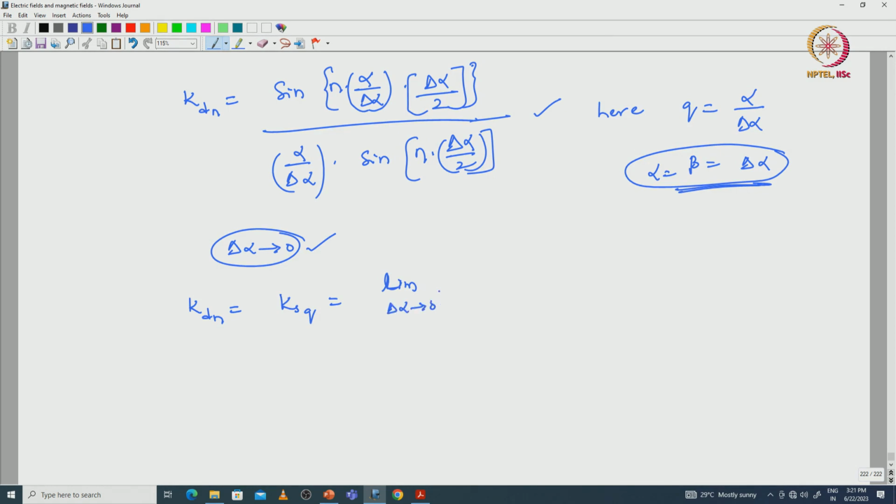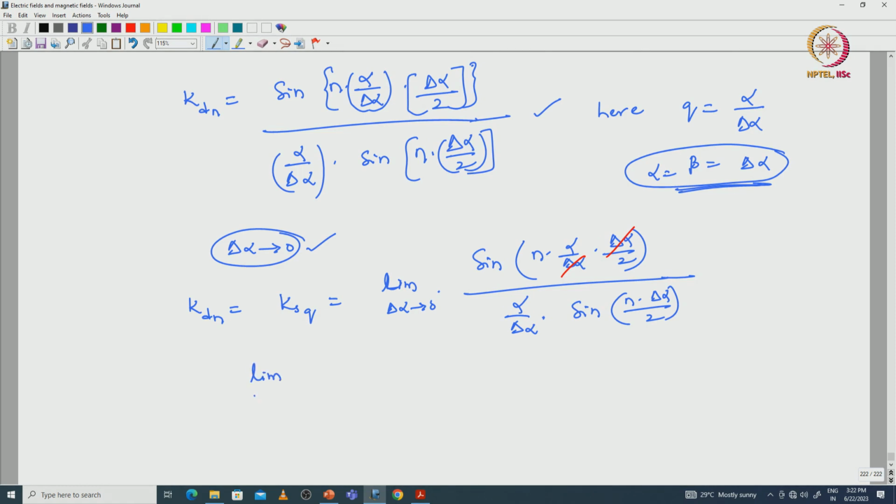Limit delta alpha tends to 0 of sin n into alpha by delta alpha into delta alpha by 2, divided by alpha by delta alpha into sin n into delta alpha by 2. Here delta alpha and delta alpha will be cancelled, and the bottom function, limit delta alpha tends to 0 of alpha by delta alpha into sin n into delta alpha by 2, this function I will solve first, the bottom one.